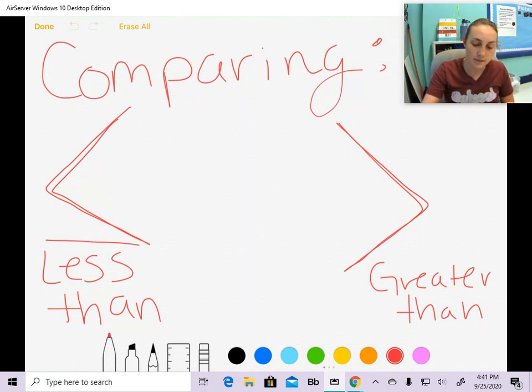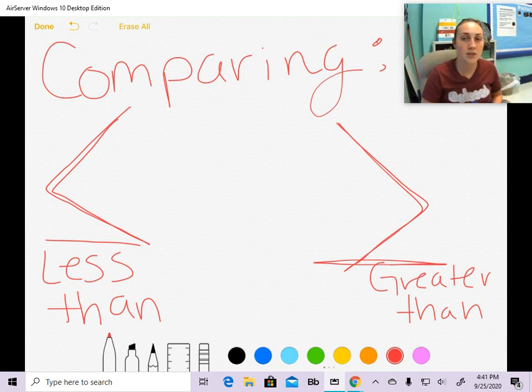If you add a line under both of these, the one on the left turns into less than or equal to. On the right, that turns into greater than or equal to. We probably won't use that a lot today, but on the Google form, I did ask what that meant, just because I want to make sure that y'all are watching the videos like y'all are supposed to and make sure that you answer that correctly.